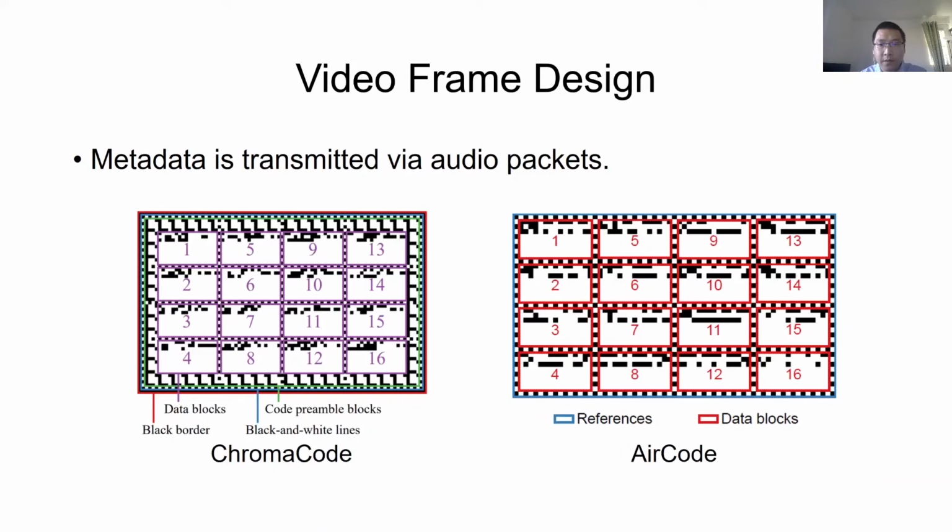The video frame of AIRCODE is based on that of ChromaCode. Thanks to the use of the audio channel, AIRCODE saves more coding space in video frames for extra data, while achieving more reliable communication.